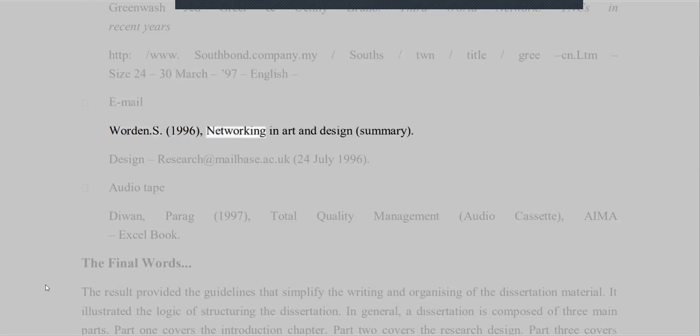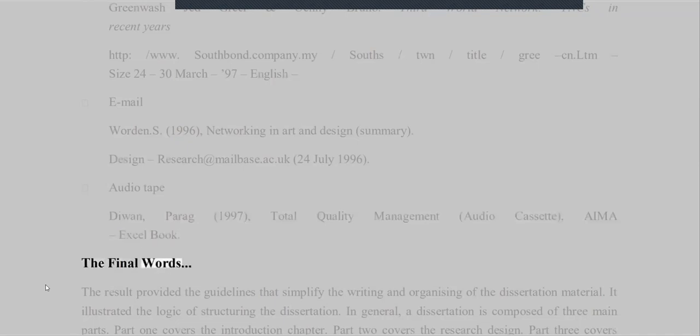Email: Worden.s. 1996, Networking in Art and Design, Summary, Design Research at mailbase.ac.uk, 24th July 1996. Audio tape: Diwan, Parag, 1997, Total Quality Management, Audio Cassette, IMA Excel Book.